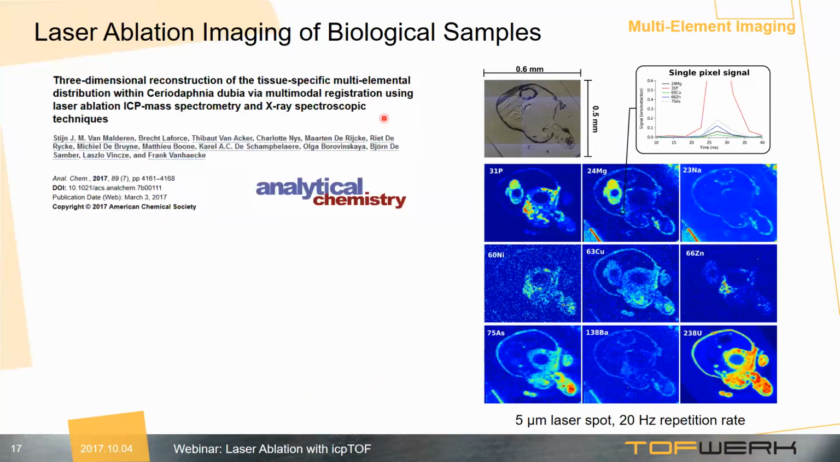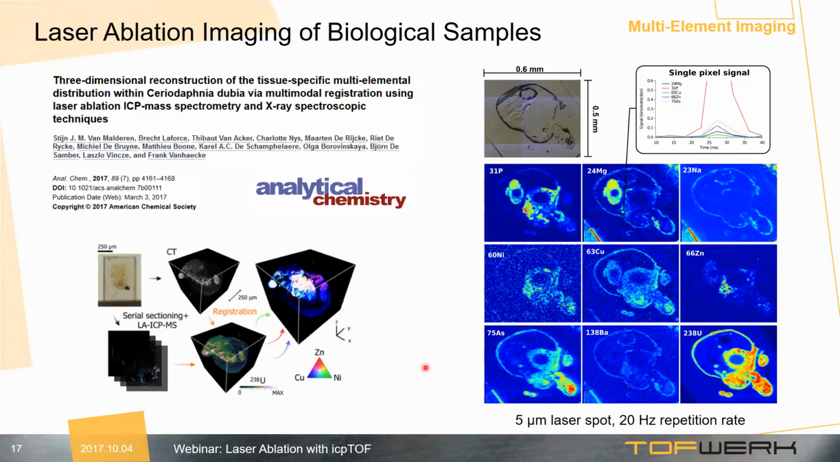So now let's look at a couple of biological examples of fast imaging. One is this nice paper here by the University of Ghent group, Christine van Malderen et al. Here they looked at sections of Daphnia, which is a water flea. They produced 59 sections of this specimen. And then each section was imaged by LA-ICP-TOFMS. In this case, they used a 5-micron laser spot and a repetition rate of 20 Hertz. So each section took about 12 minutes to image in multi-element space.